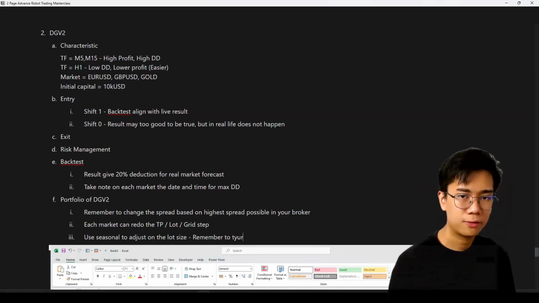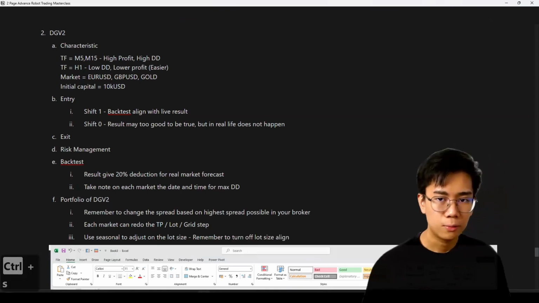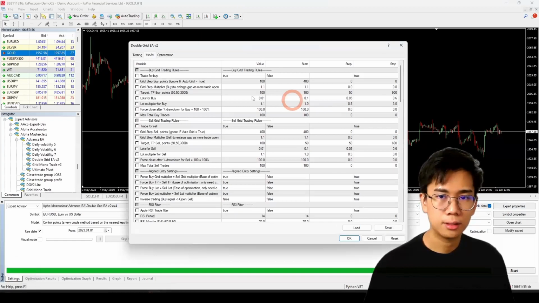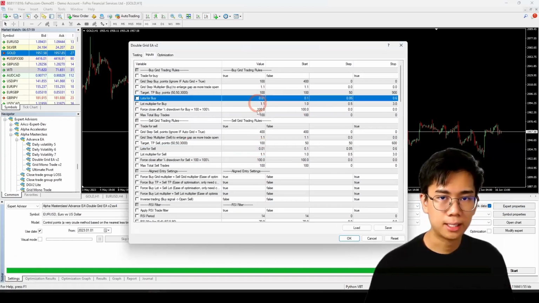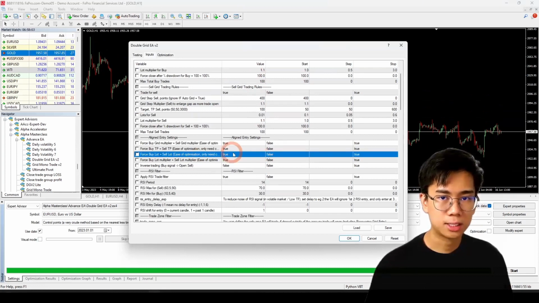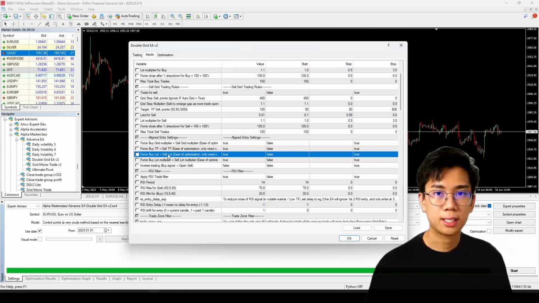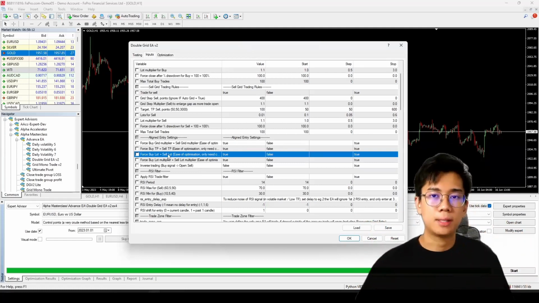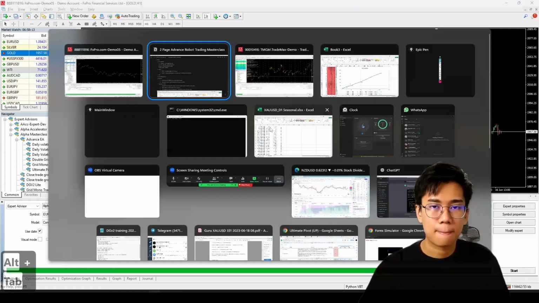Remember to turn off lot size align. What does lot size align mean? Here you can see that the lot size for sell and the lot size for buy are supposed to be separated. And you can also see that the lot size is set to force buy equal to sell, but on your side, you want to set different risk for buy and sell. So that's why over here you can make some changes.